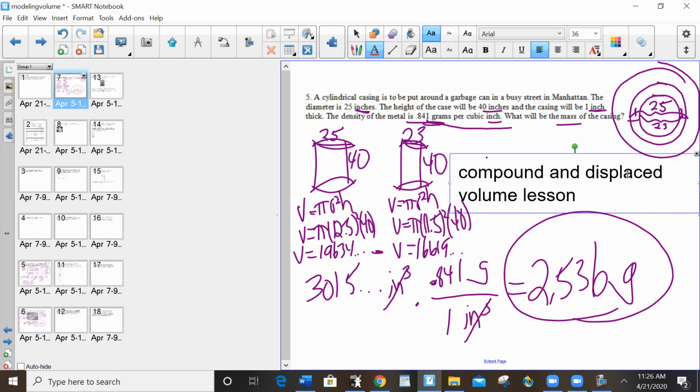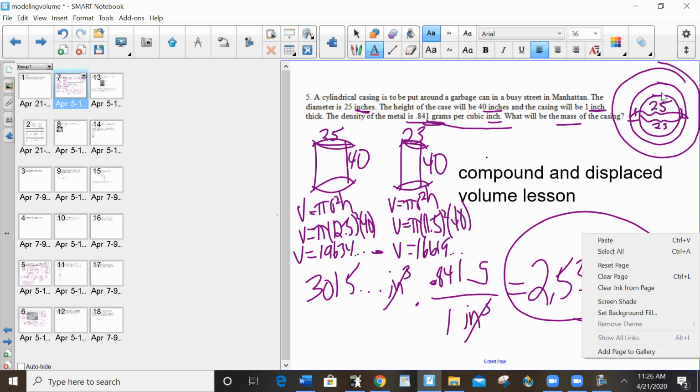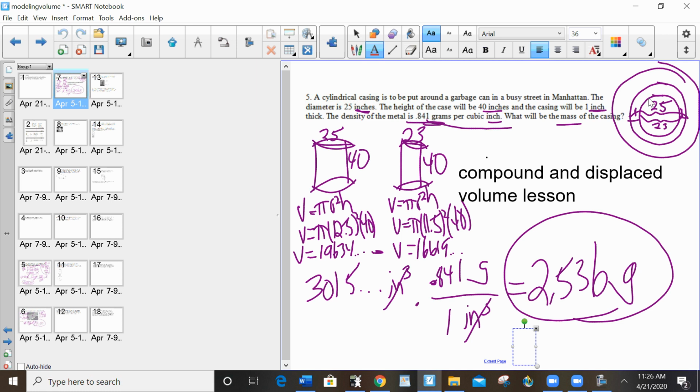If you're confused on what we did over here, if you remember it from that lesson, to find displaced volume when something's hollow, draw a cross section to help you. You're finding the volume of two shapes and subtracting them. From there, once you have the volume, the whole gist of this lesson is then use unit analysis and go from there. All right.